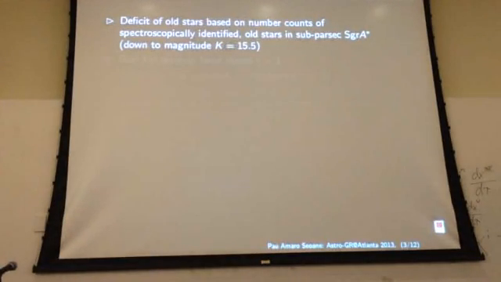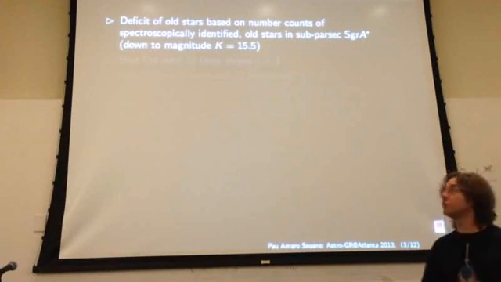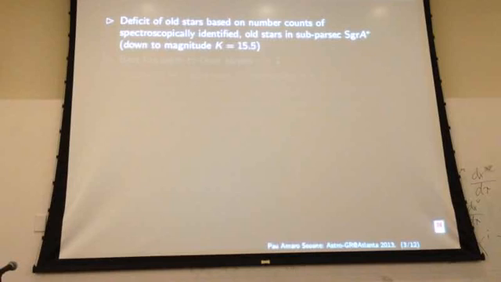Yesterday, we heard in a talk that at the galactic center there seems to be a deficit of old stars. This is based on number counts of spectroscopically identified old stars, down to a magnitude of something like 15.5, which means that the cusp that we always have been seeing there and that we expected to be there from a theoretical point of view is not there anymore, at least for the old stars.